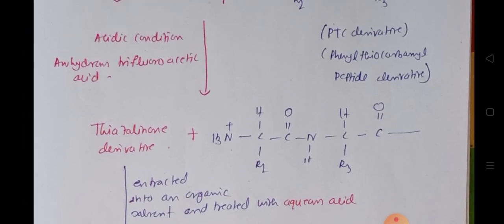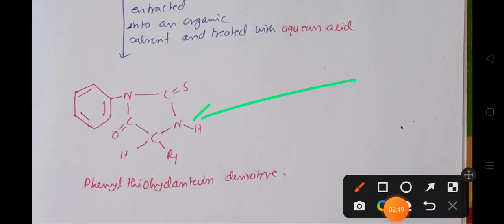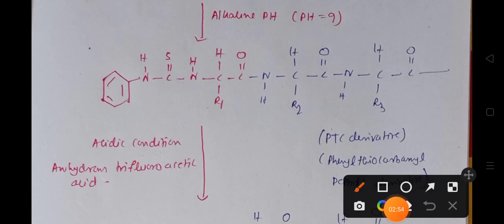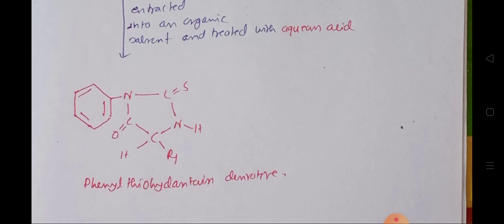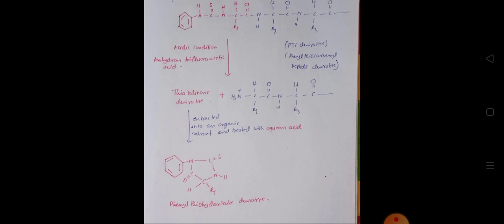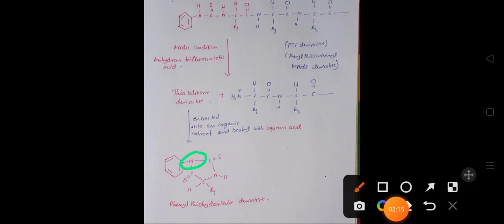For remembering that phenyl thiohydantoin derivative structure, you can just remember that the stable form of the thiazolinone derivative, that is the phenyl thiohydantoin derivative, is nothing but an interaction between this C double bond O with this NH, and obviously this H will be removed. If you carefully look at the picture, then you can easily understand. This N reacting with that C double bond O, then CHR, NH, and at the last C double bond S. So that is the idea.